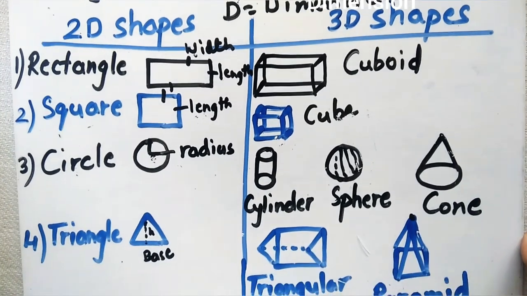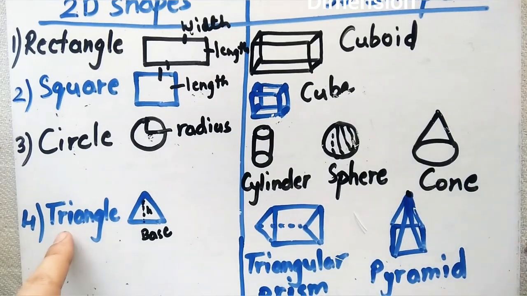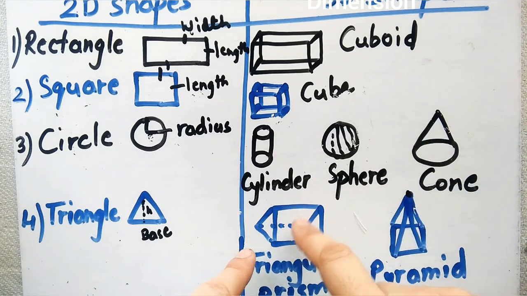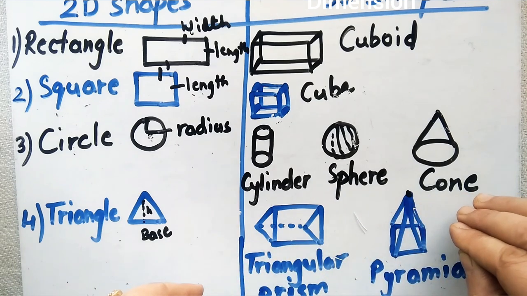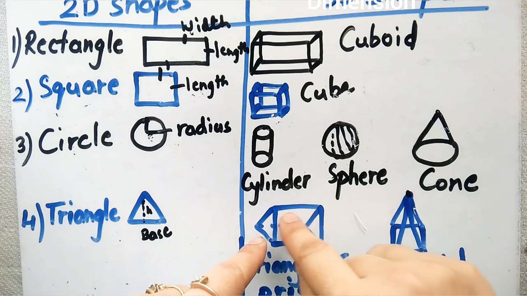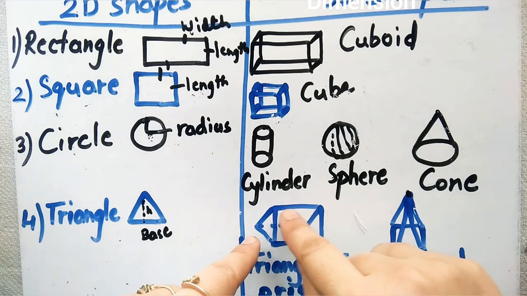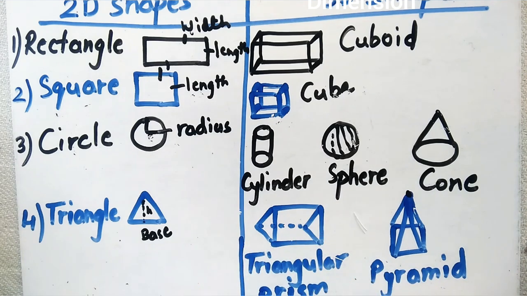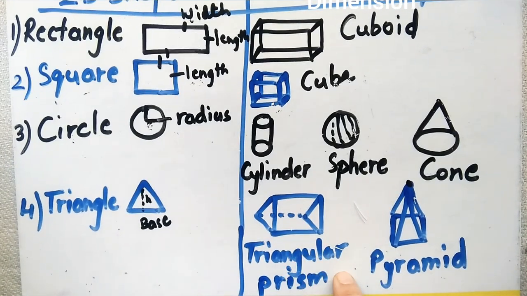Now we will come to the triangular prism. When you arrange all the triangles in a linear form, here there is one triangle, 2, 3, 4, you will get thickness also. We can imagine this as thickness, or height. Then it becomes a 3D shape, which we call a triangular prism.